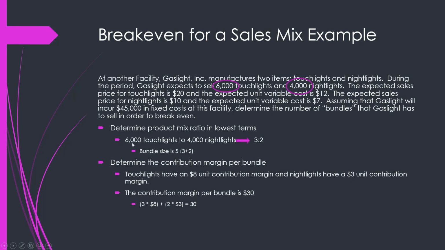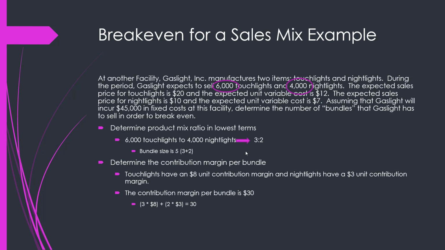So instead of saying we're selling 6,000 touch lights for every 4,000 night lights we're selling, we broke it down to lowest terms when we're saying we're selling 3 touch lights for every 2 night lights, and therefore our bundle size is 5. Again, out of every 5 units that we sell, 3 will be touch lights and 2 will be night lights. And now that we have that information, we can figure out what our contribution margin per bundle is.